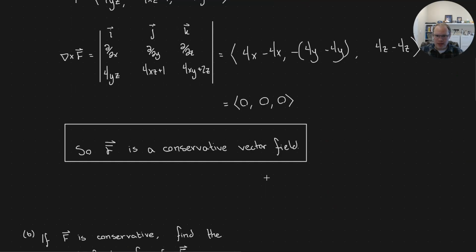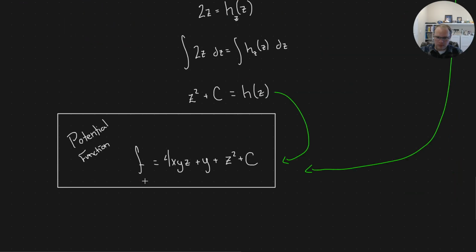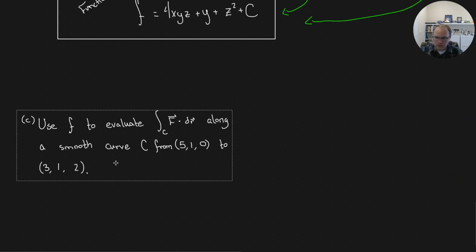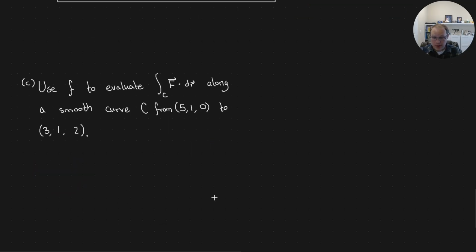So that's part B, done. We have our potential function. Now let's use that potential function to evaluate a couple of line integrals. So part C, we want to use our potential function we just found to evaluate the line integral of our conservative vector field along a smooth curve from (5, 1, 0) to (3, 1, 2).